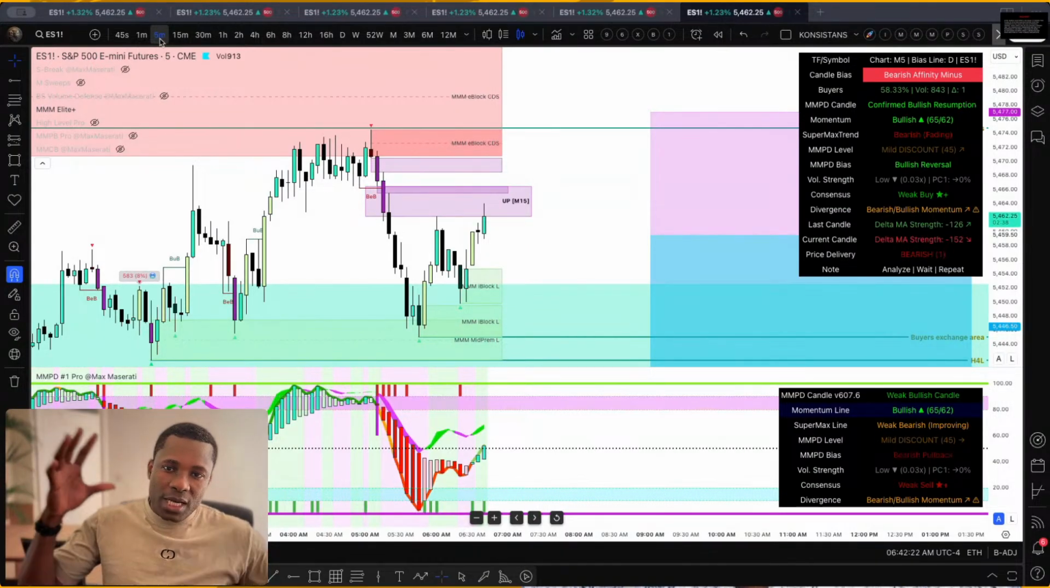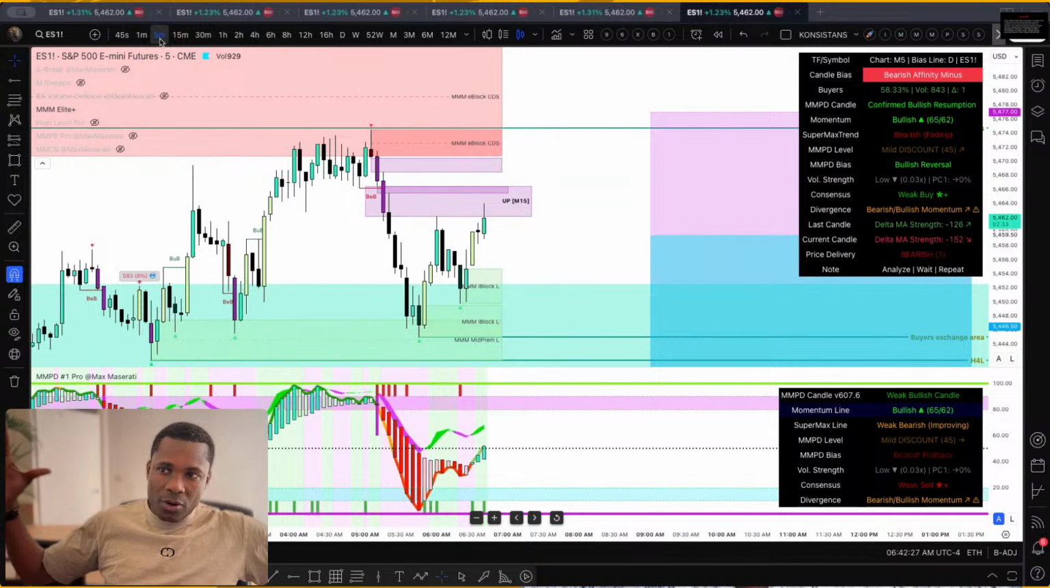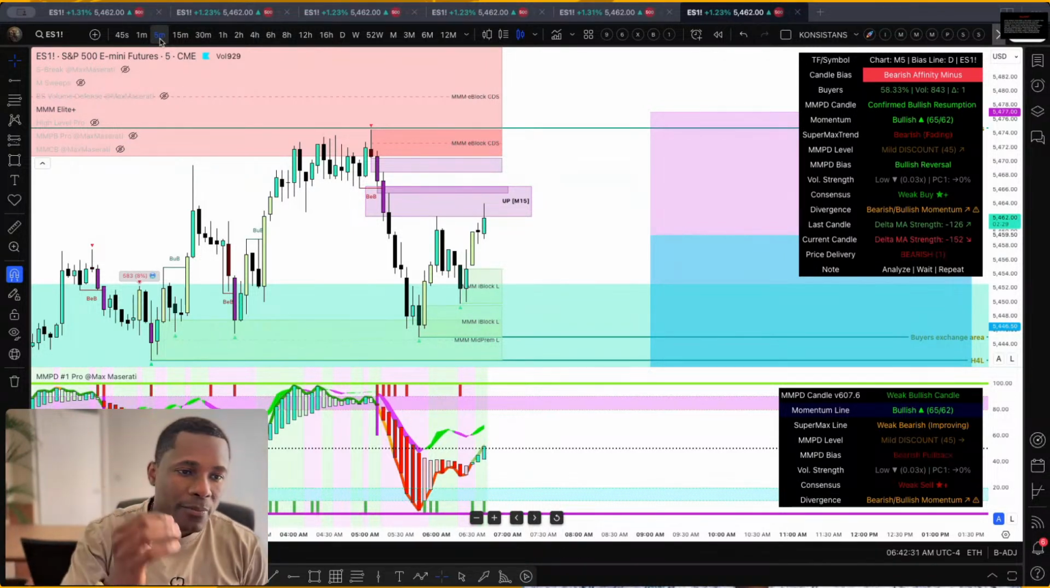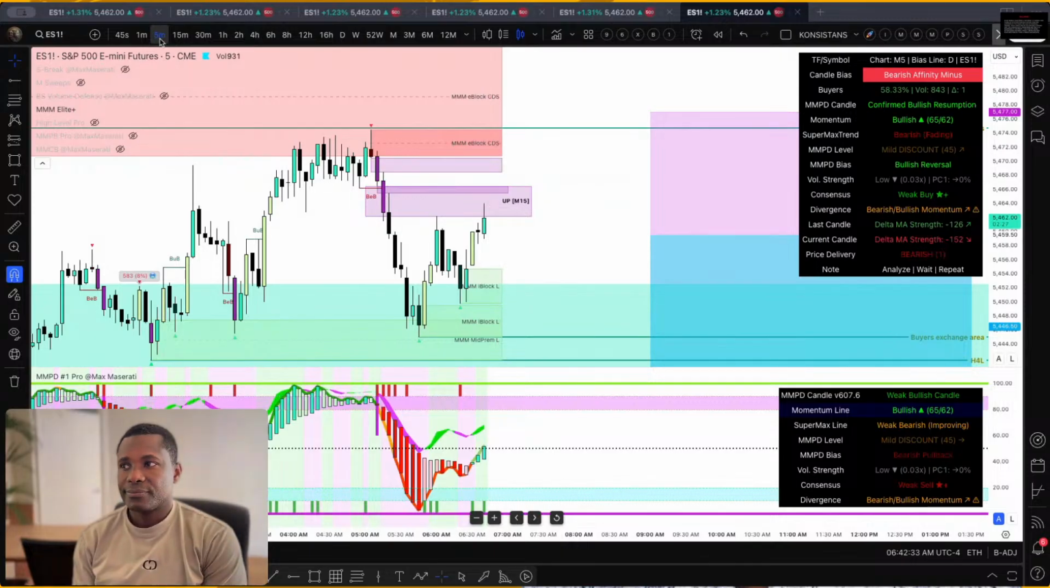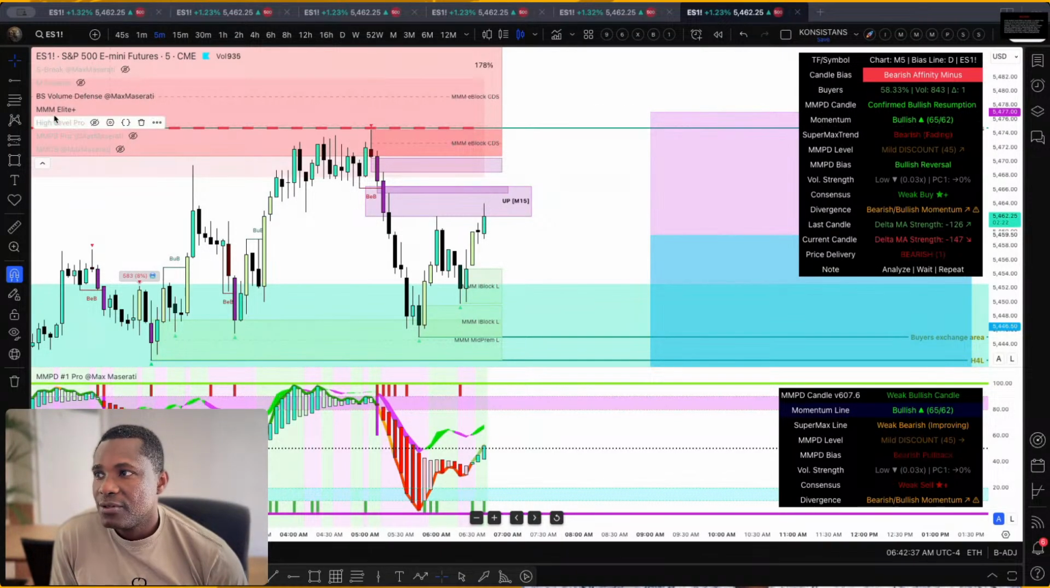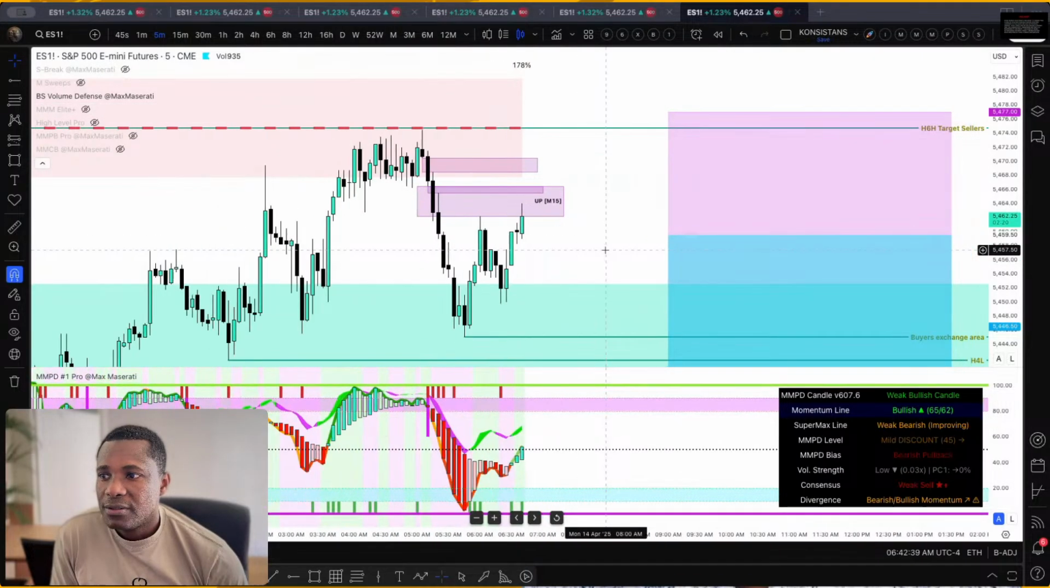The market will give you a clear, general idea, but to enter a trade, you need to wait for the perfect moment. Okay? And then let's see the buyers and sellers volume defense level.